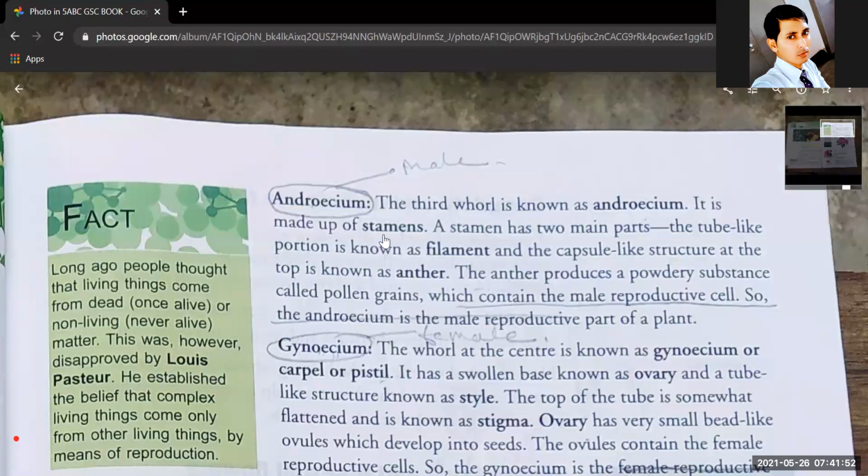It is made up of stamens. A stamen has 2 main parts. The tube-like portion is known as filament, and the capsule-like structure at the top is known as anther. The anther produces a powdery substance called pollen grains, which contain the male reproductive cell. So the androsium is the male reproductive part of a plant.